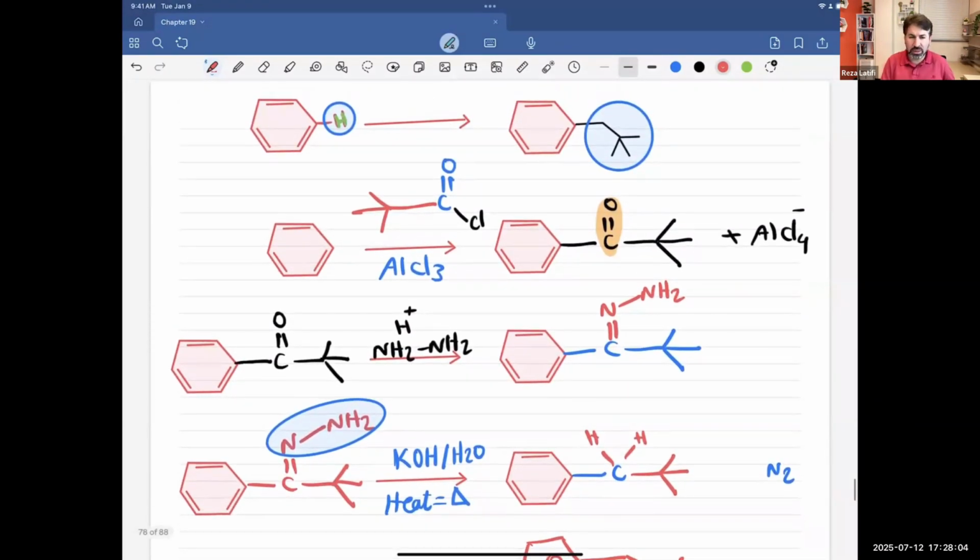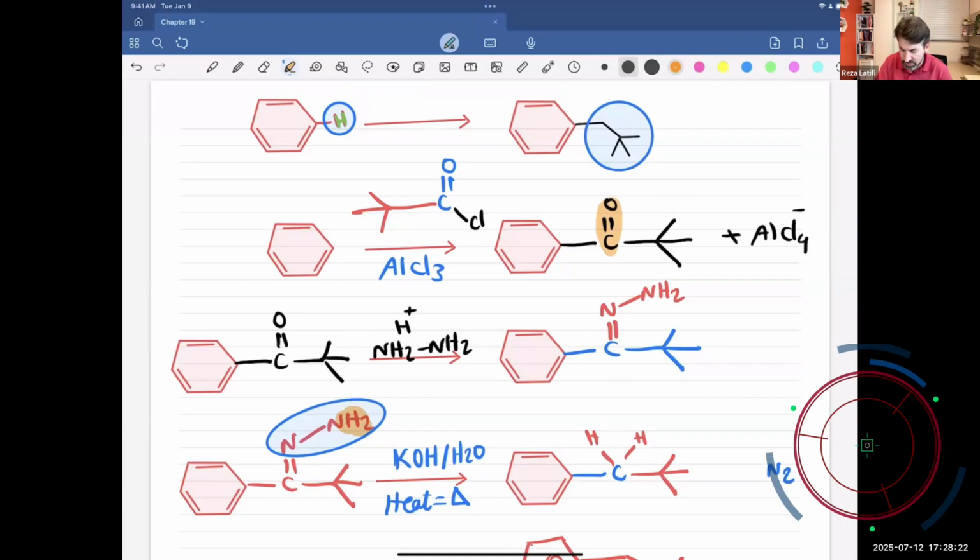Okay, so I did an acylation first, and then I reacted it with hydrazine, and I treated it with a strong base in order to take the acidic hydrogens, those two acidic hydrogens, out of the system in order to make nitrogen a good leaving group, and nitrogen left the system as N2.